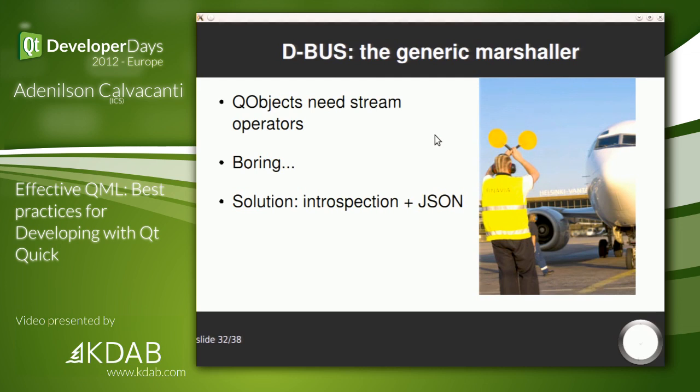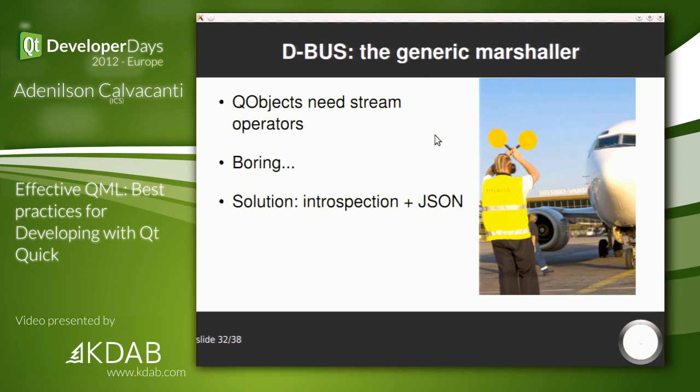To send this object through Dbus, since it's message-based, you need to marshal this data. For doing that, you need to write an operator in C++, a stream operator. And whenever I need to debug a Dbus C++ application, the first thing I do is look at the operator, because people do that wrong all the time. Well, writing the same code again and again and again is so boring.